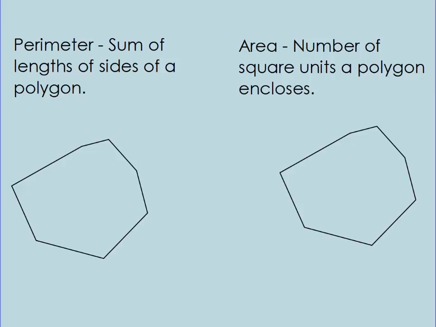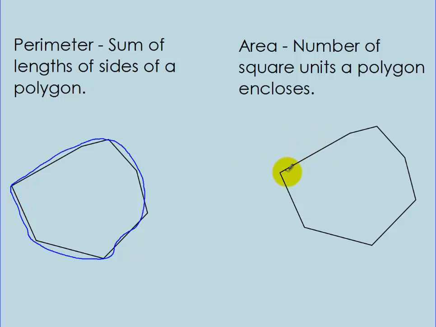I think this unit's going to be a lot of review, so write down what you need to, but let's go through it. Perimeter is the sum of lengths of sides of a polygon, and the area is the number of square units a polygon encloses. So the perimeter is the length around the side, so all around this polygon. The length of those sides is the length.